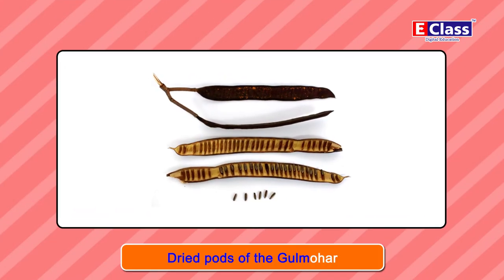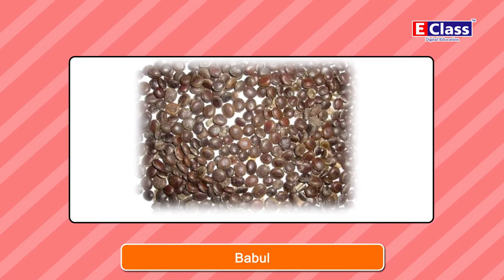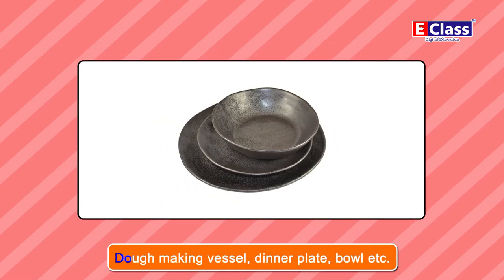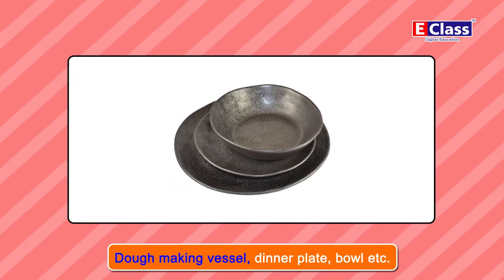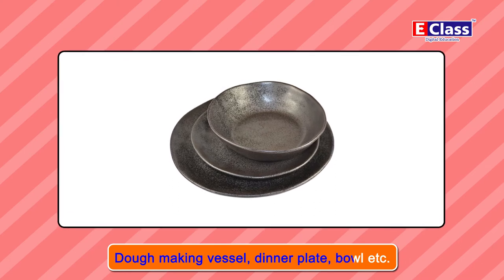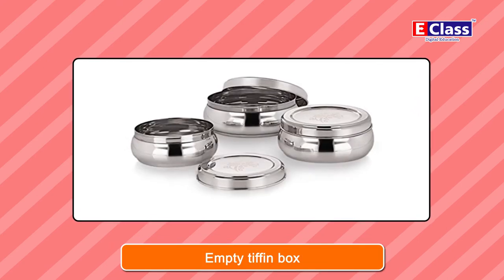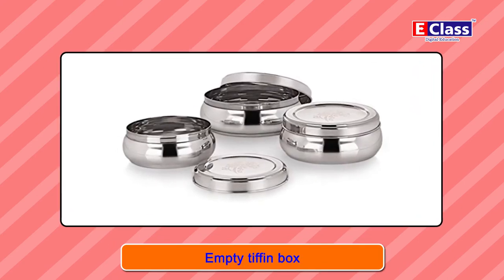Dried pods of the gulmohar, bubble, and groundnuts. Dough making vessel, dinner plate, bowl, etc. Empty tiffin box.